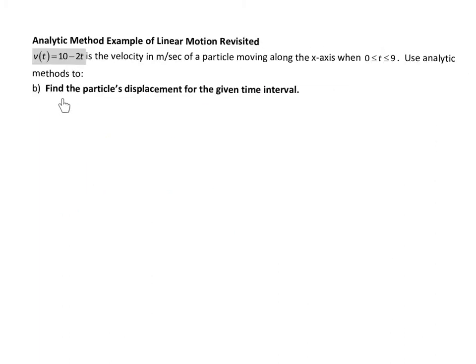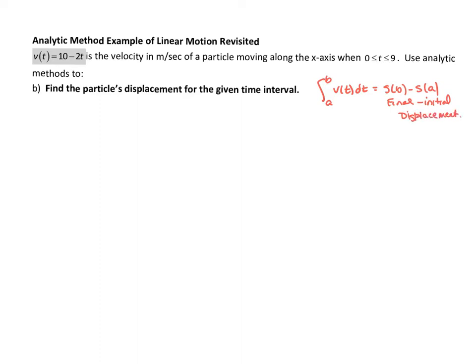In part B, we're going to find the particle's displacement for the given time interval. If you recall, the integral from a to b of v of t dt would equal, taking the antiderivative would be s, and using the fundamental theorem of calculus, s of b minus s of a. That's final position minus initial position, and that is displacement.